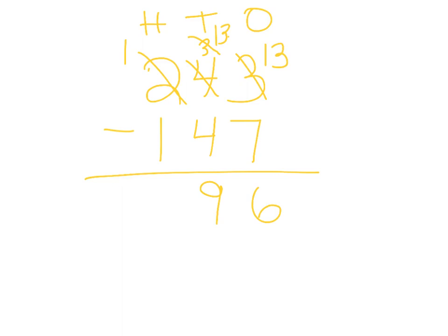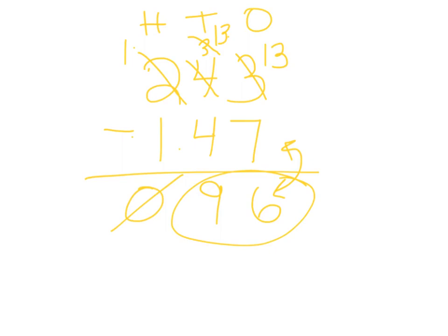Finally, I look at my hundreds place, and I have 100 minus 100, and I know that's 0. And I do not need to show the 0, although if I do, I can cross it out. And so my answer would be 96. Somebody might say, well, how can I check that, Mrs. Carroll? How can I make sure that my answer is correct?